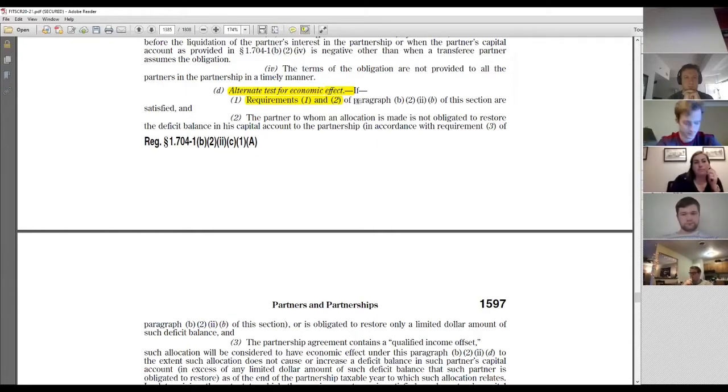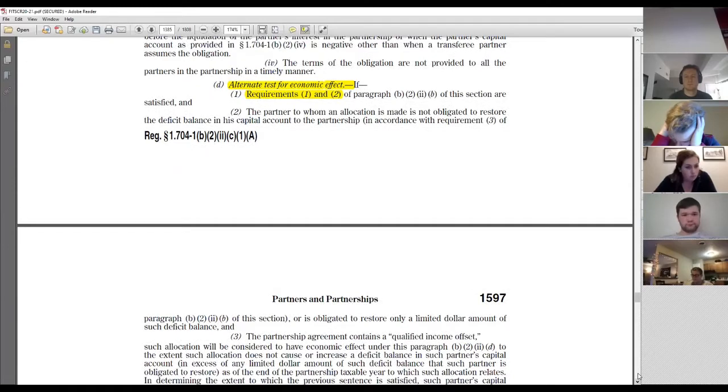So the alternate test: if requirements 1 and 2, that's the first 2 of the big 3. So if you have maintenance of capital accounts and liquidating distributions according to positive capital accounts, and the second condition, the partner to whom an allocation is made is not obligated to restore deficit balance in his capital account. So if the first 2 of the big 3 are satisfied, but the third is not, which is kind of obvious. Why would you need to have an alternate test if you met the general test? So that doesn't tell you much.